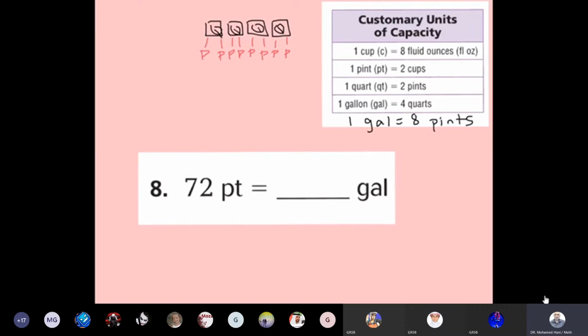Now that we've learned that, let's talk about our operation we're going to do. Remember, when you go from a small unit to a larger unit, you're going to have less of these because it's a bigger capacity. So let's see what we know. If I have 72 pints and I know 8 pints equals 1 gallon, I'm dividing because this is a bigger unit. Small to large, you divide. So let's do 72 pints divided by 8 pints will be 9 gallons. So if I had 9 gallons, that would have the same value as 72 pints.